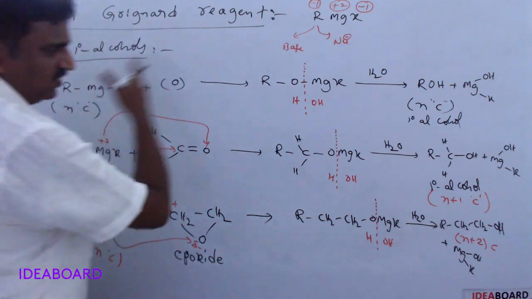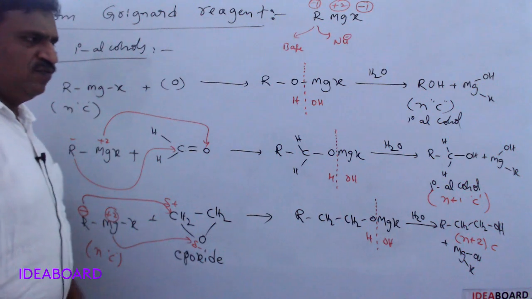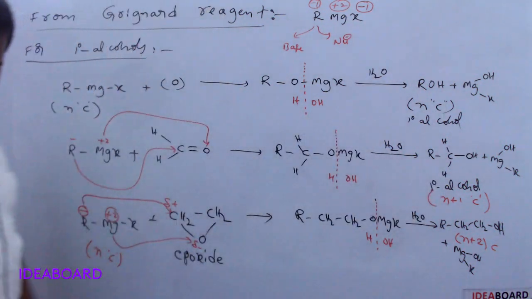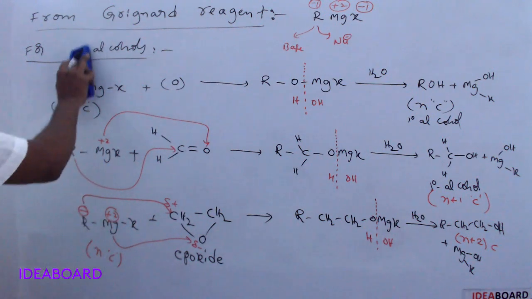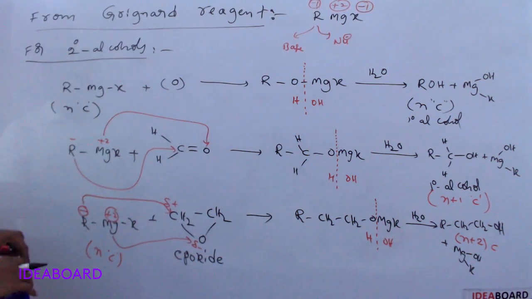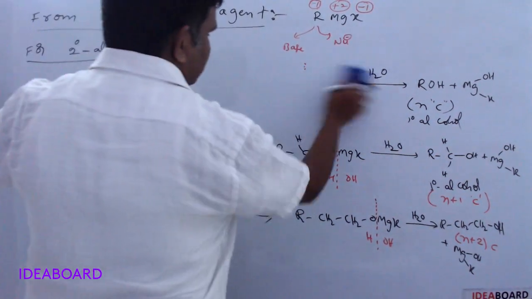First the Grignard reagent reacts, followed by the hydrolysis process, and it gives the alcohols. That is for primary alcohols. Next, for secondary alcohols. For secondary alcohols preparation, here we are taking the reactions.